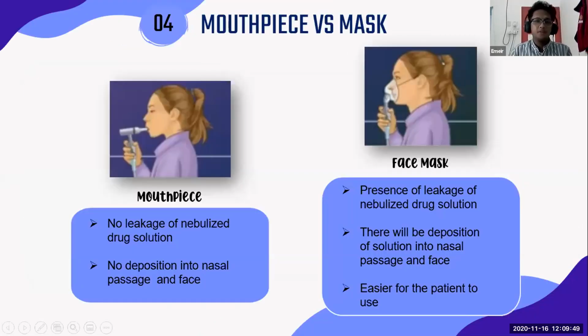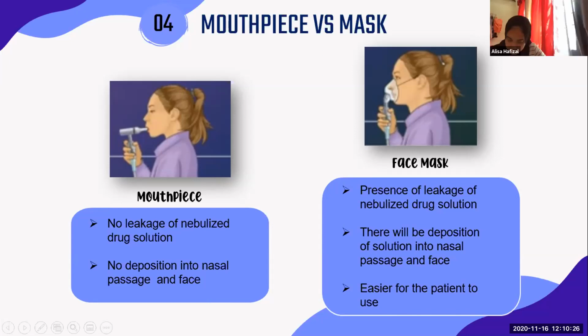So what are the differences between the mouthpiece and the mask? For the mouthpiece, there is no leakage of nebulized drug solution to the environment because the mist is directly entering into the mouth and into the respiratory tract. For the mask, there is leakage of nebulized drug solution to the environment because some masks have holes on it. For the mouthpiece, there is also deposition into the nasal passage and also face.